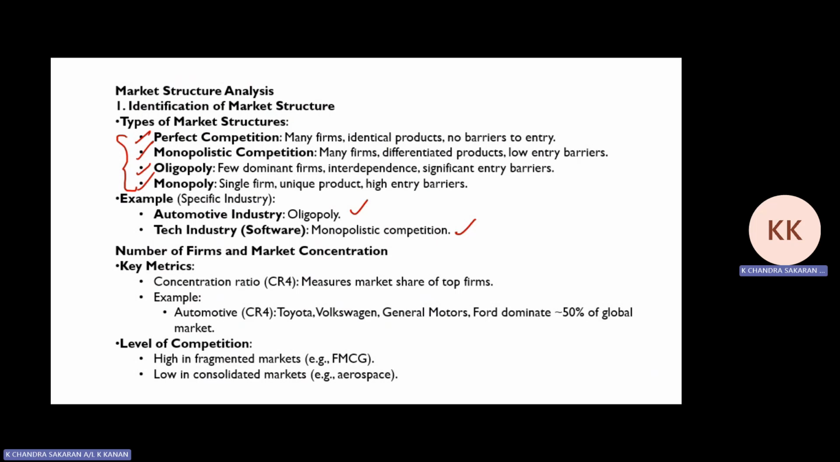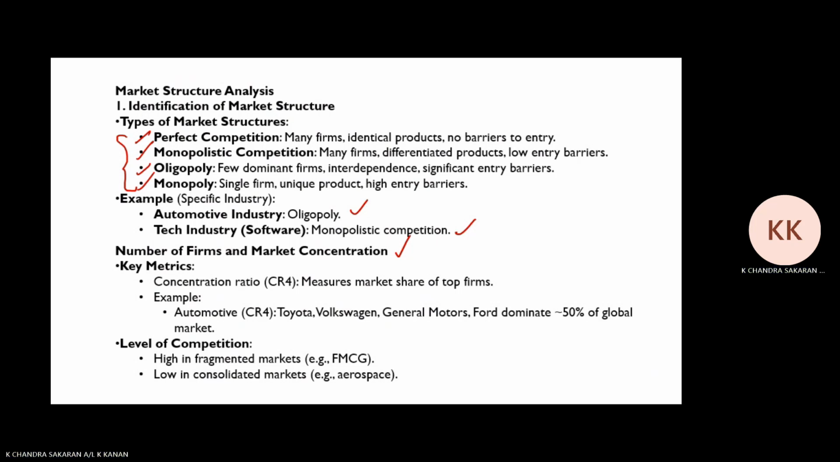Okay, so number one: the number of firms in the market and the market concentration ratio. So what is this? Monopoly, for example, has only one firm. How many percent of the market is controlled by the monopoly? Very good, 100%. Correct. So the market concentration ratio is 100% of the market controlled by one firm. No competition.